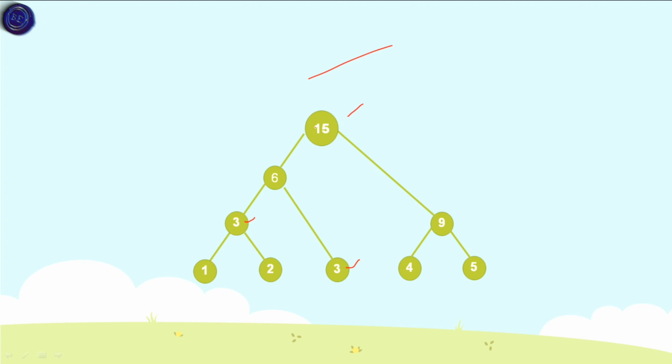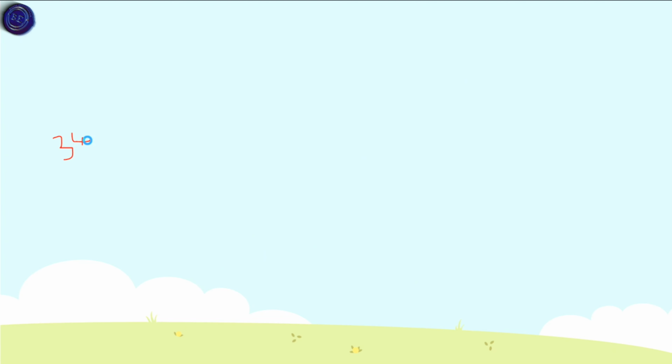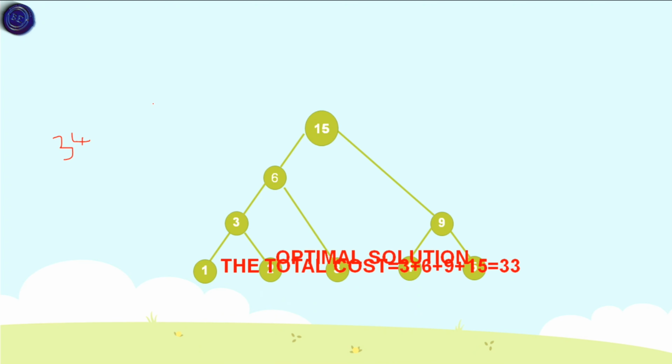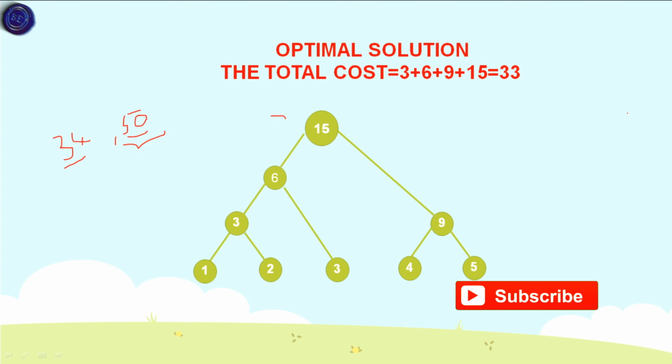The cost for this optimal solution is 33. In the first example we had a cost of 34, and in the second example a cost of 50, but here we have a cost of 33. That means the number of moves is reduced. In this way the optimal merge pattern occurs.